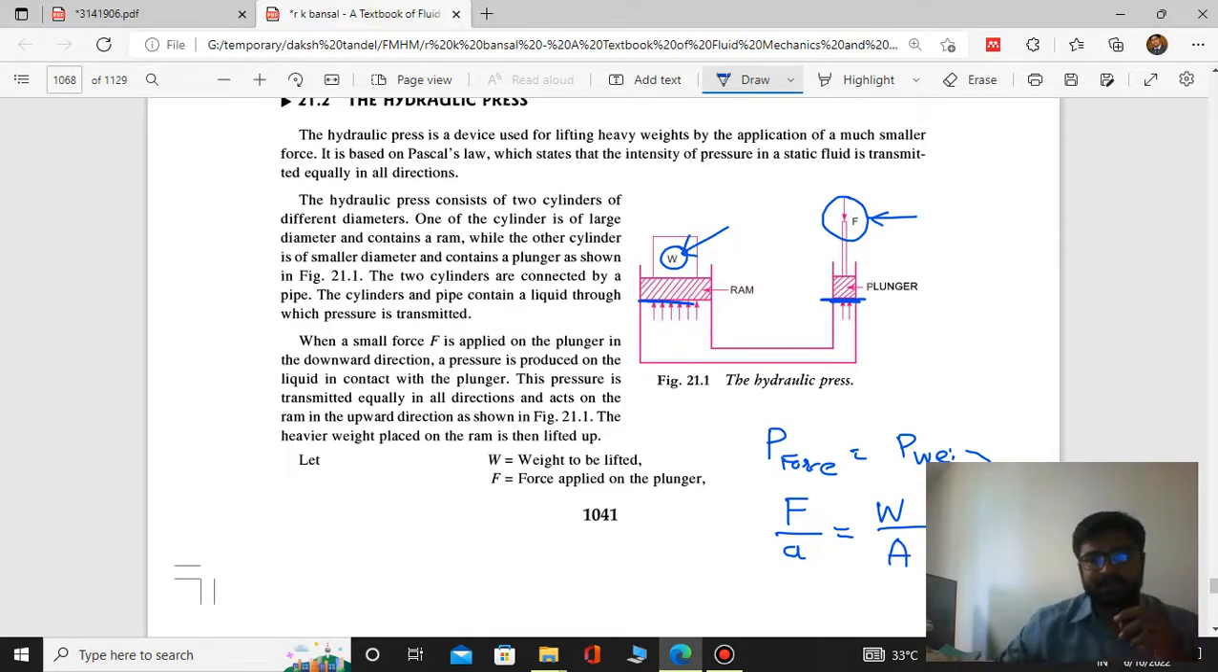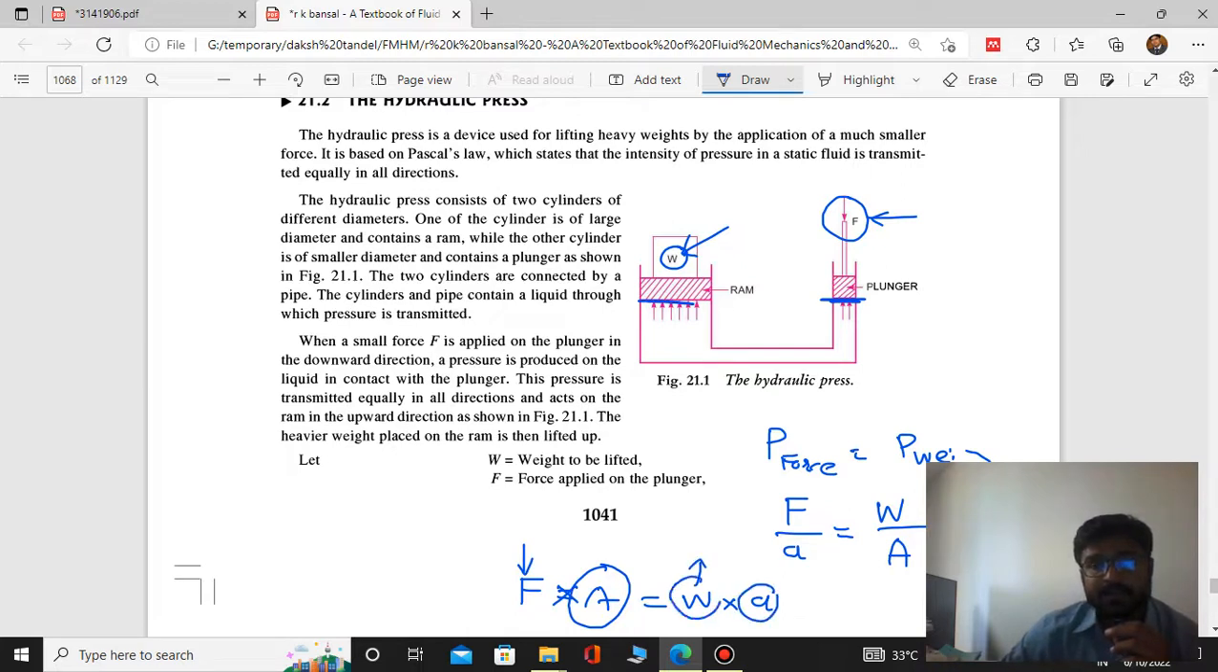So now let us compare. F into A is equal to W into a. Here the area is larger, so we have to apply just a small force, and here the area is less, so we would be able to raise a higher weight. So by just applying a small force we would be able to raise a higher weight. This is basically the principle of hydraulic press.